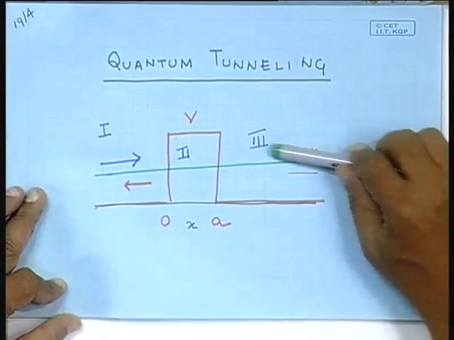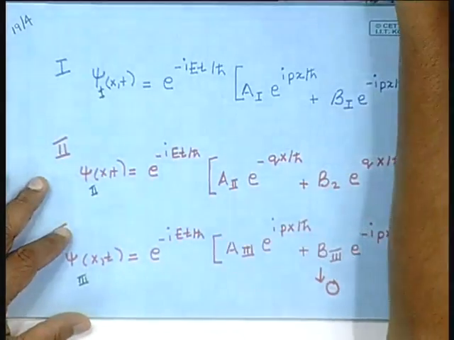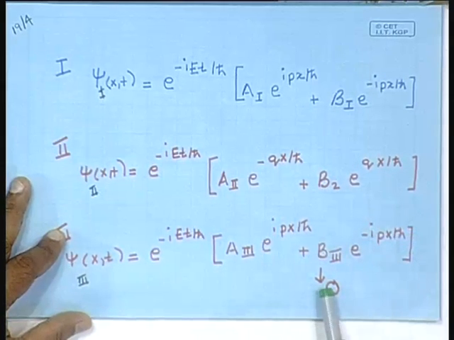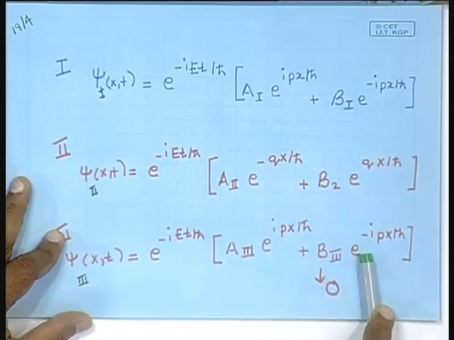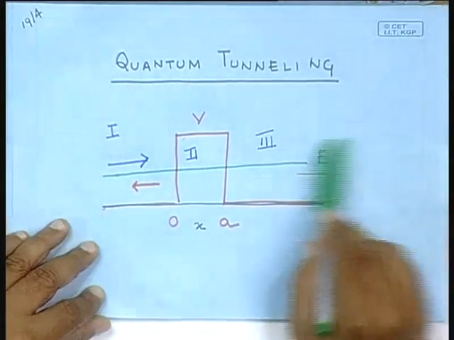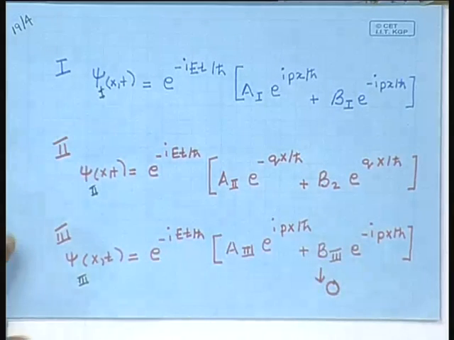There are no particles which are being sent in like this. The fact that there are no particles which are being sent in from here tells us that this part of the wave function, the amplitude of this part of the wave function has to be 0, because this represents particles incident from this side, and we do not have particles incident from this side. So, this amplitude has to be 0.